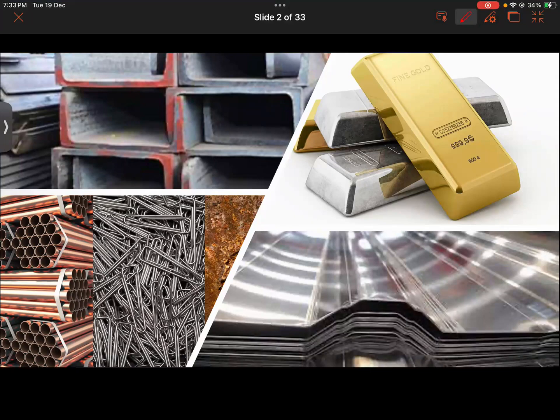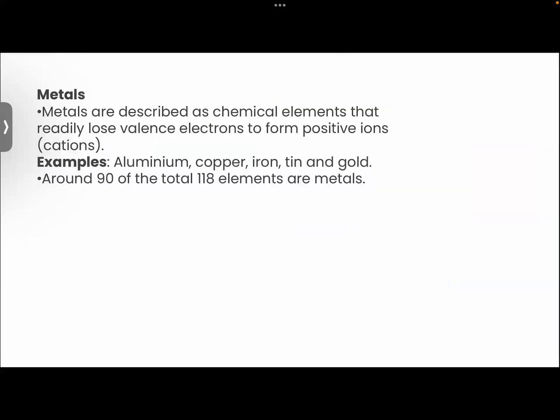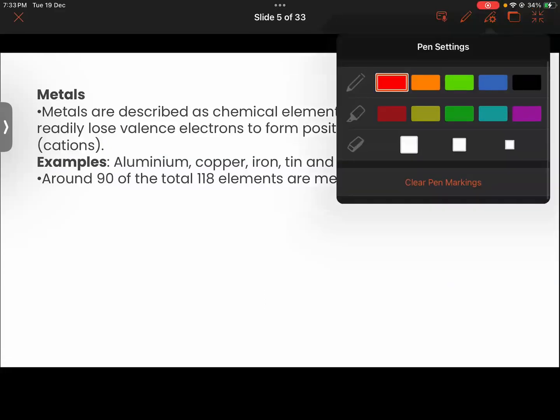So in the image, clearly you can see the type of materials are under the group of metals, right? And these are some non-metals. Before we even start discussing the properties of metals and non-metals, there are some basic things. I think we should have a clear idea about that also.